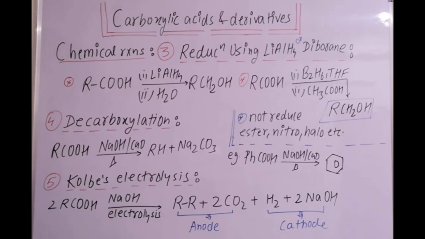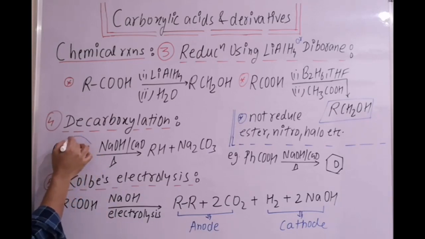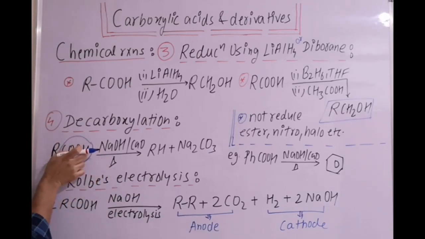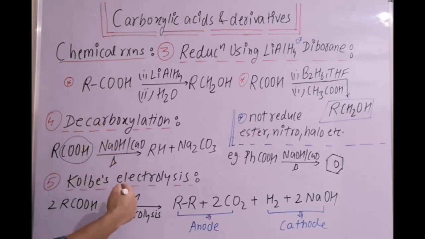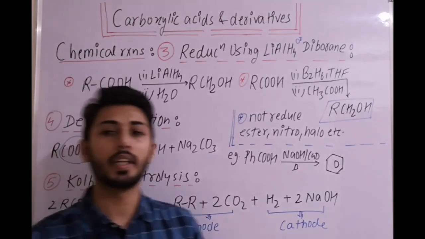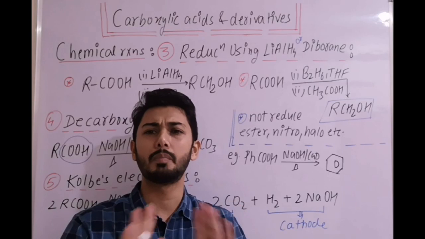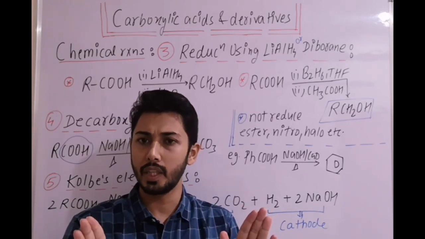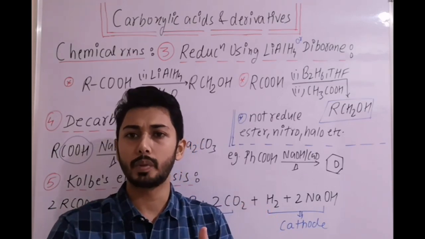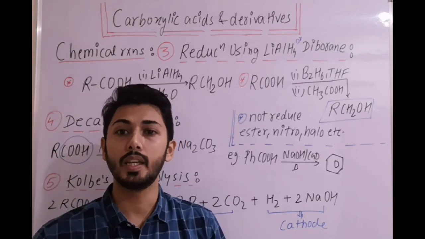Next reaction is decarboxylation of acid. This reaction is already covered in the alkanes topic. Carboxylic acid with soda lime in 3:1 ratio, NaOH with CaO, heat. Remember how to write the product: in short, substitute COOH by hydrogen. What is formed? Alkane with one less carbon plus Na2CO3. Now if you remember in hydrocarbons alkanes, we have done this mechanism also. It is purely a carbanion intermediate, and the more electron withdrawing groups present, the faster is the rate of decarboxylation.